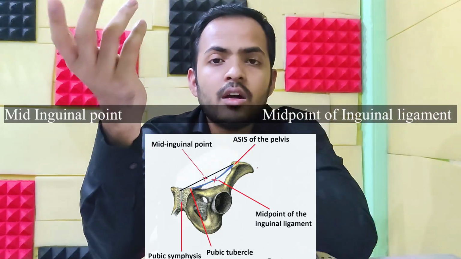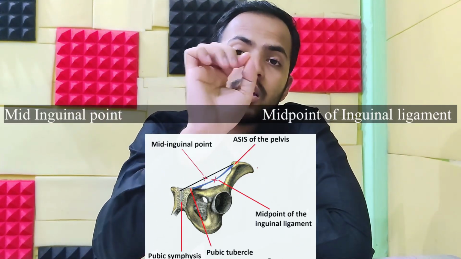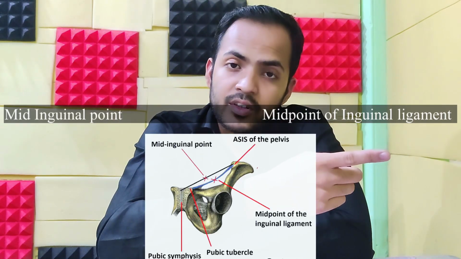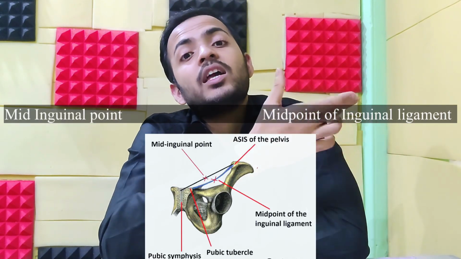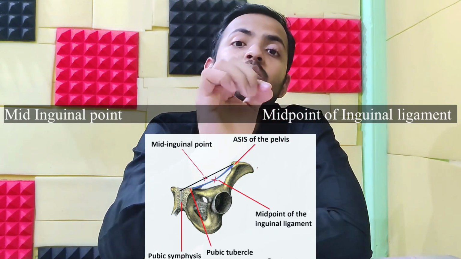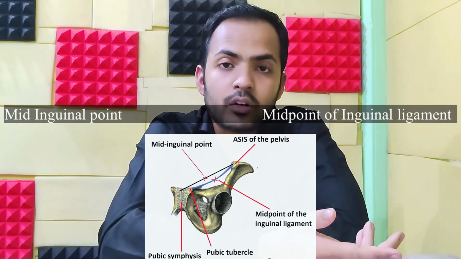What are these things? First of all, the mid-inguinal point. It is the center point in between the anterior superior iliac spine and the pubic symphysis. And the midpoint of the inguinal ligament is the center point in between the anterior superior iliac spine and the pubic tubercle.